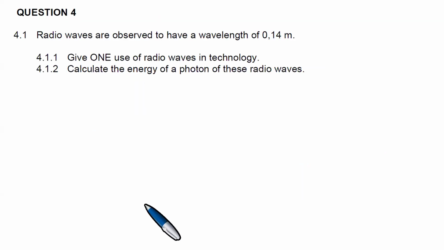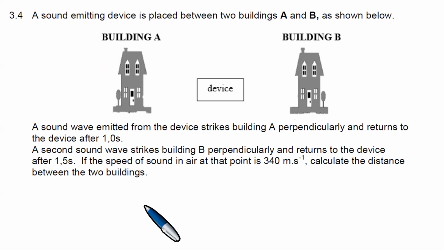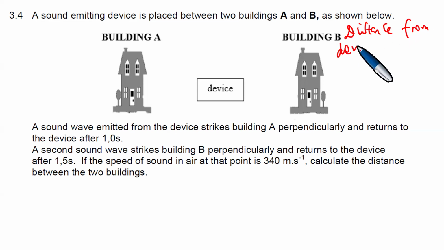So this is one question you can do. We are going to first calculate the distance from the device to building B. That distance is s equals v times t.